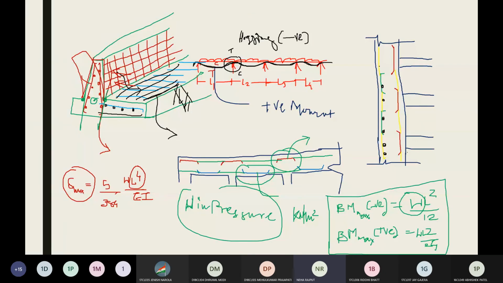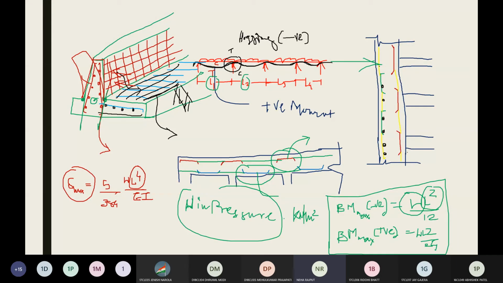No other movement at this point or this point. This will remain the same, W is pressure. And this is L. What is L? L is the distance between the supports. If this is a continuous beam, then L is the distance between the supports. Right, here L1, L2, L3, L4, like this is the support.